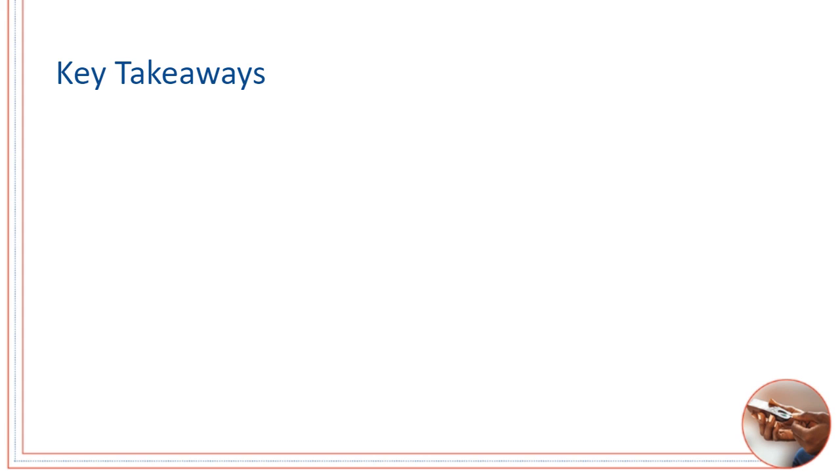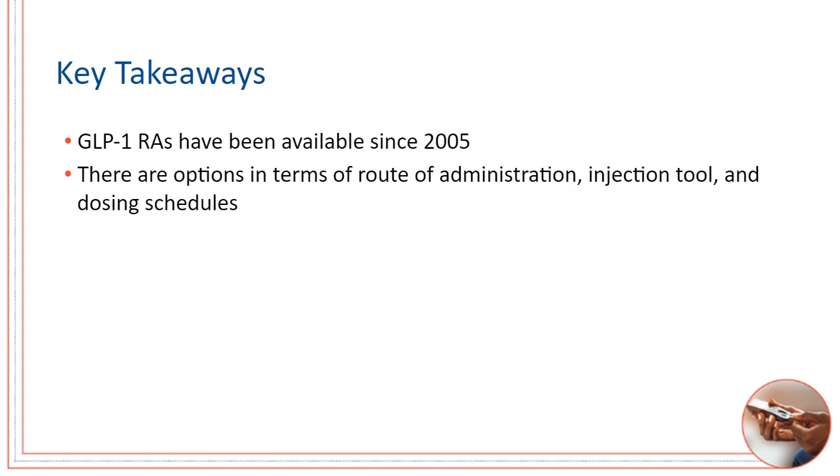So what are our key takeaways? GLP-1 receptor agonists have been available since 2005. We have 20 years of experience with these agents. We have multiple different routes of administration, multiple different dosing schedules, and even different injection tools. We have oral and injectable GLP-1s, which really allows us to individualize our therapy for our patients. We also know they can be expensive, and we're able to use the one that's going to be covered.